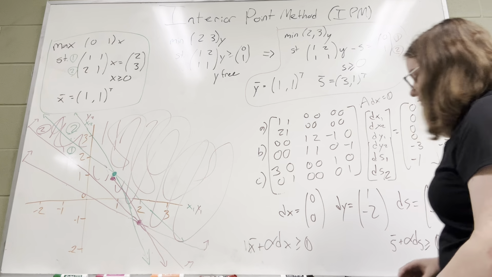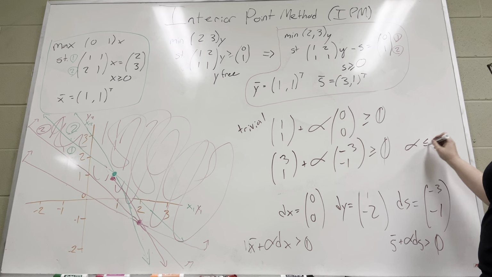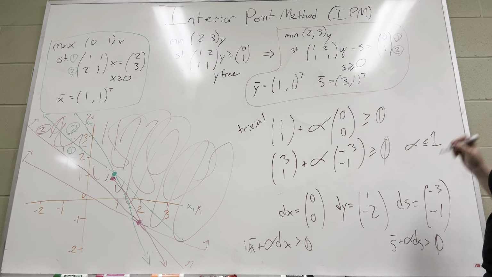And then let's look at my ds now. So I have s bar, which is 3, 1, plus alpha, and then my ds over here is negative 3, negative 1. So I want this to be greater than or equal to 0. Well, what can I make alpha? If I rearrange stuff, I find that alpha has to be less than or equal to 1.